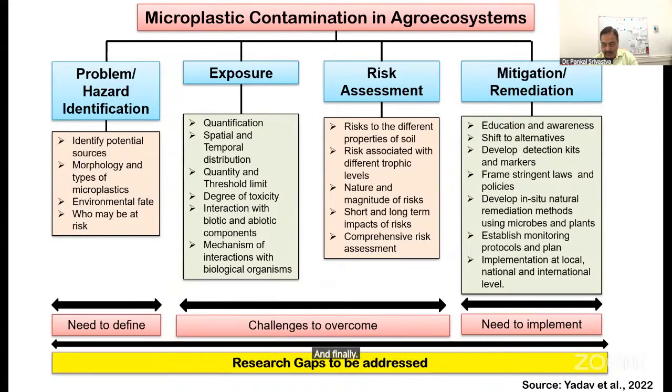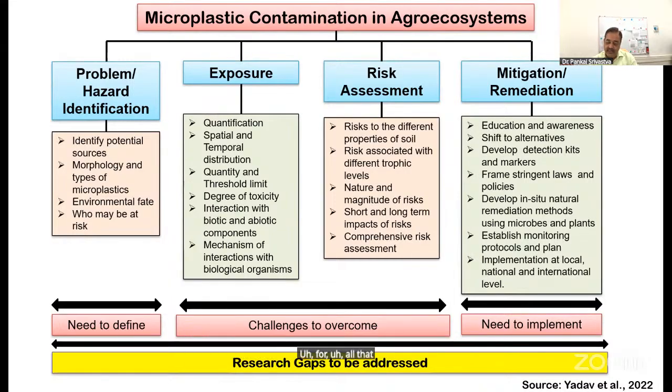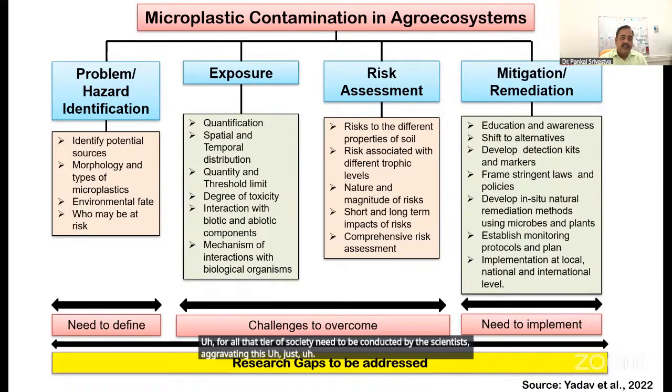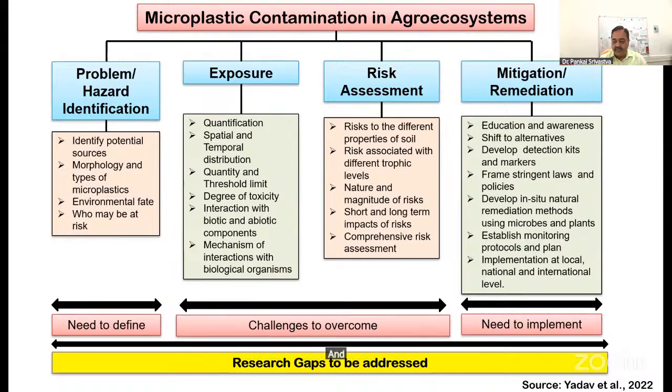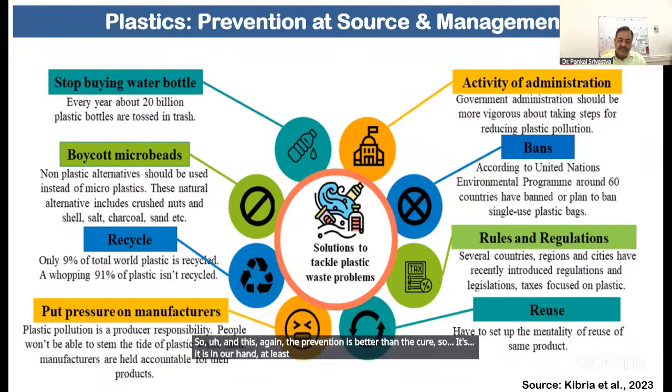And finally, with mitigation and remediation, for me, prevention is the first step. So different education programs and awareness programs for all tiers of society need to be conducted by the scientists, giving a glimpse of this burning problem to society. So discourage the use of single-use plastic products, and shift to alternatives, then develop detection kits and markers, and some stringent laws and natural remediation methods need to be developed by the scientists. Prevention is better than the cure. So it is in our hands. At least we should completely phase out single-use plastic, even from our daily lifestyle.